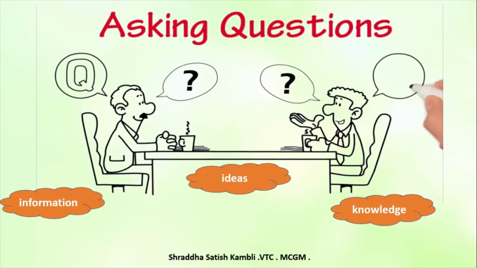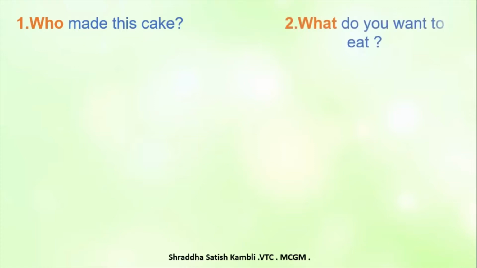All right, so now we know about questions, and we know that we ask questions in order to get information, ideas and knowledge. Let us move on and let us see some examples of questions. So see this one. Who made this cake? Who is marked in a different color, in orange color. Who made this cake? You see the question mark also there. Then you have, what do you want to eat? Here the word what is marked in a different color. And again there is a question mark at the end.